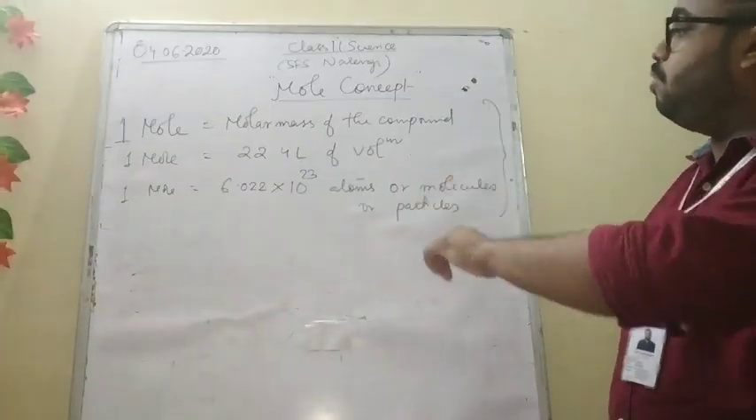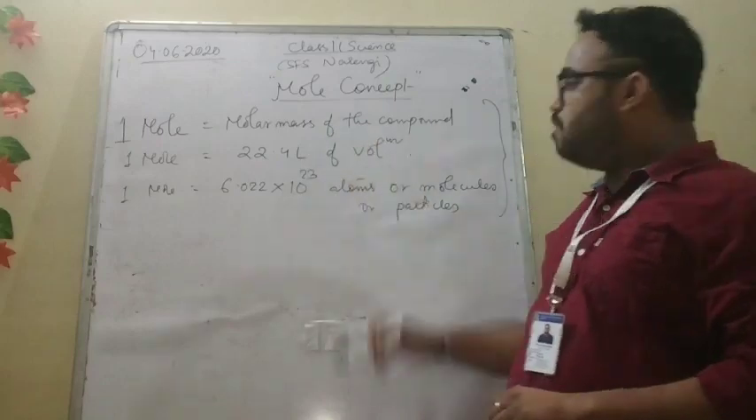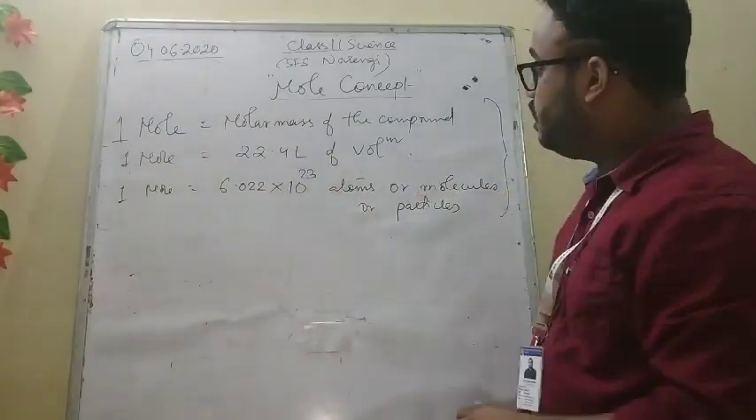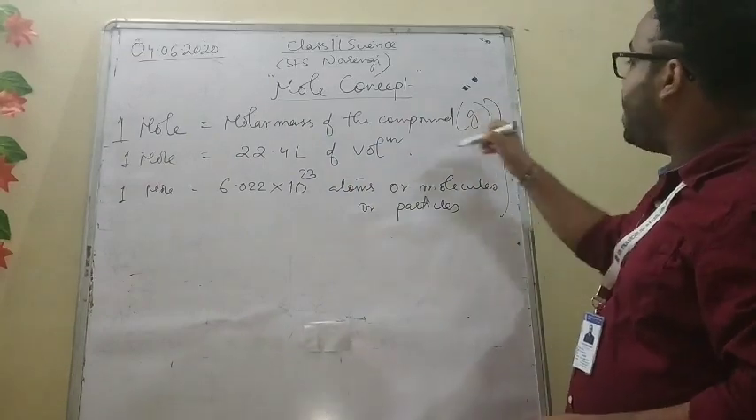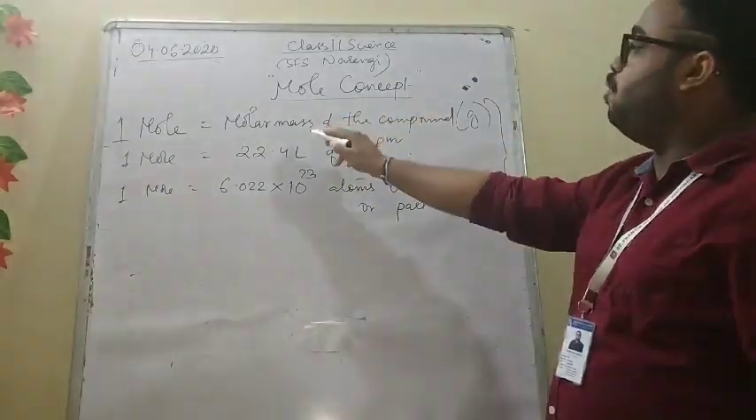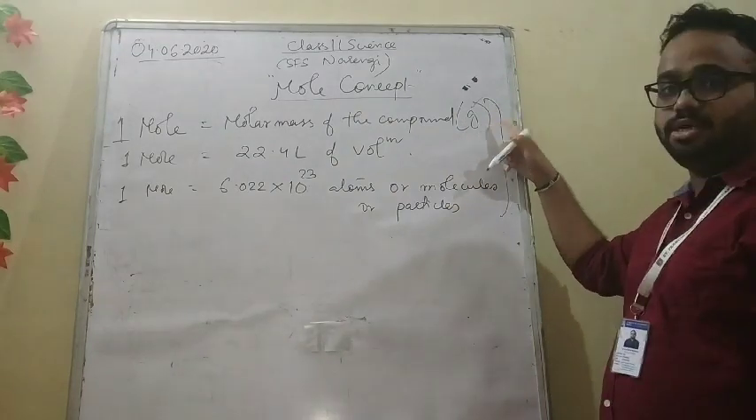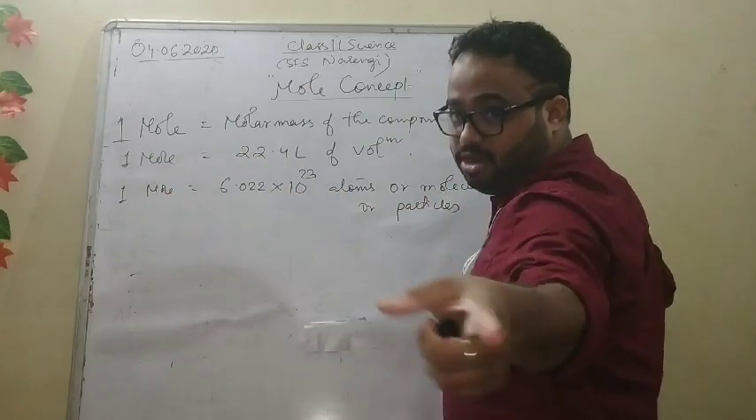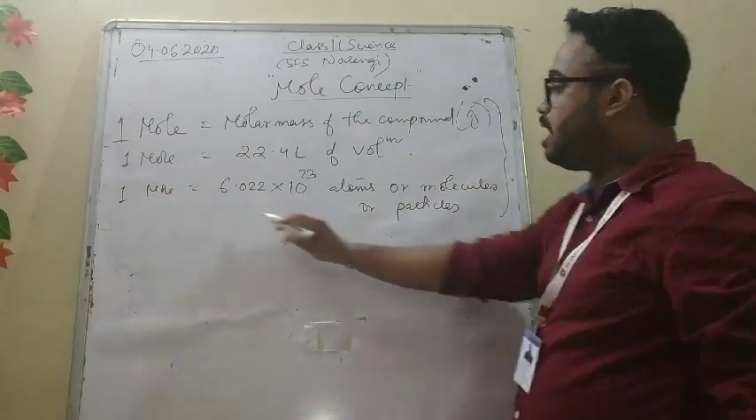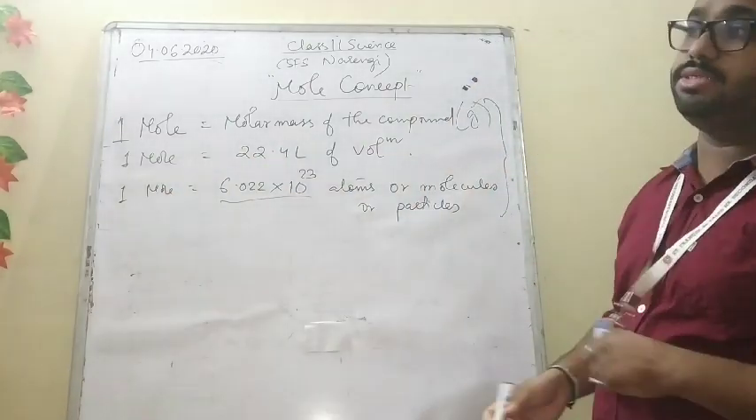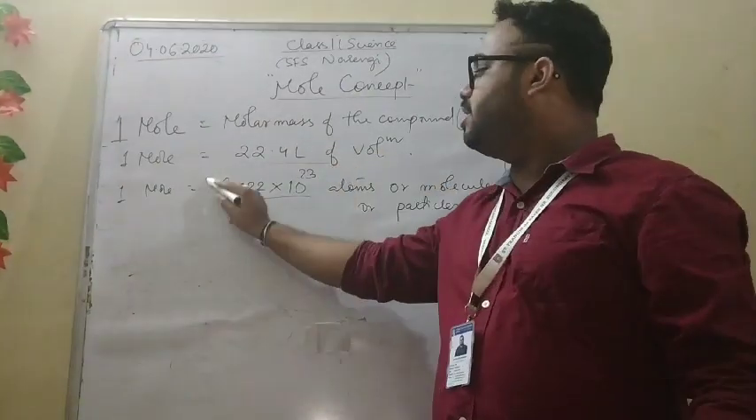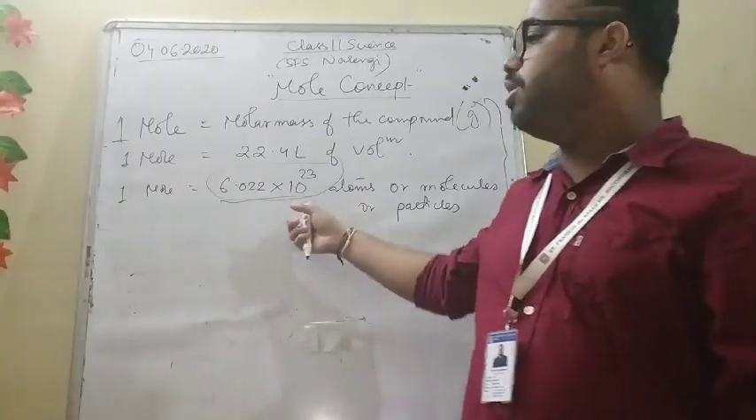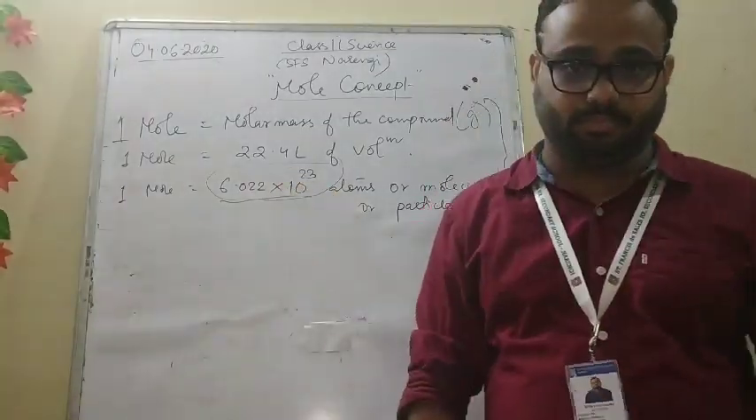So 1 mole means molar mass of the compound. 1 mole means 22.4 liter of volume. If I compare with mass, then 1 mole is the molar mass, which is expressed in grams. If I compare with volume, 1 mole means 22.4 liter of volume. And if I compare with particles or atoms, you are quite familiar with this number. This is nothing but Avogadro's number. So 1 mole is equal to Avogadro's number of particles.